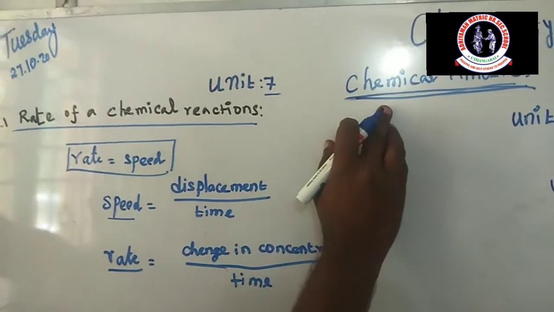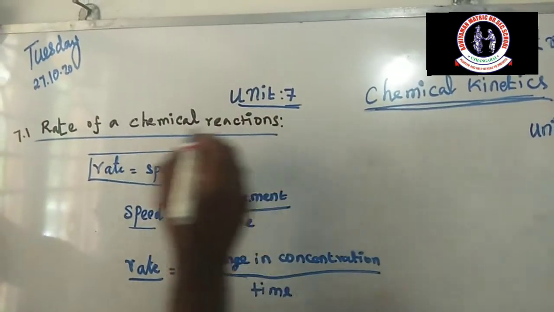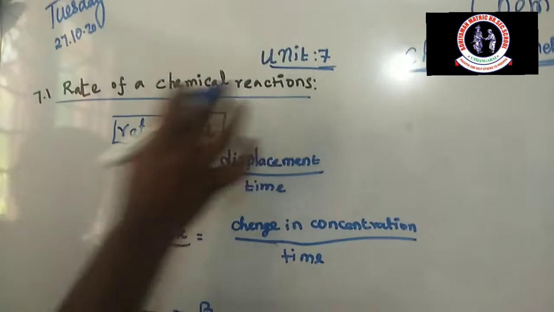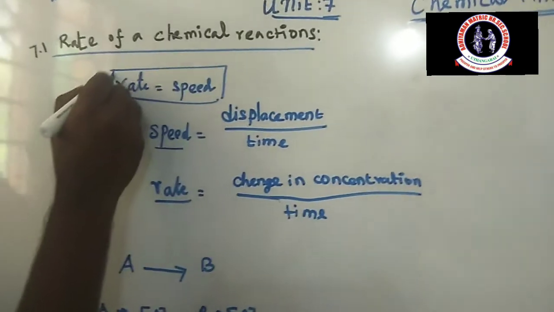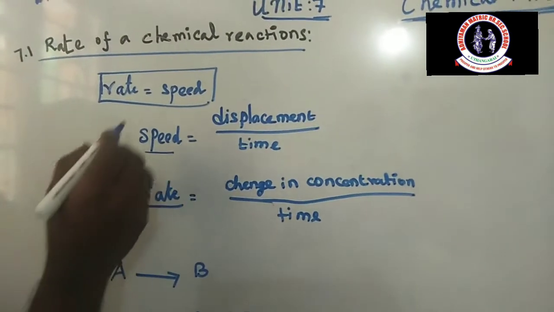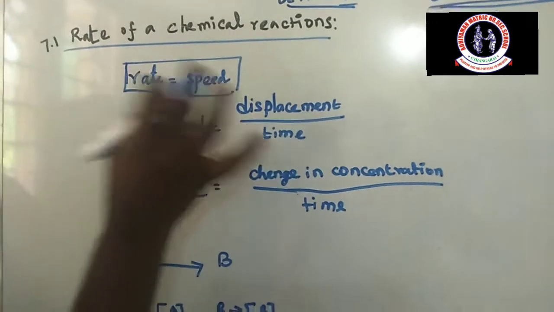Today we are going to discuss chemical kinetics, unit number 7. The subtopic is rate of chemical reaction. Here, rate means what? Rate is nothing but speed.